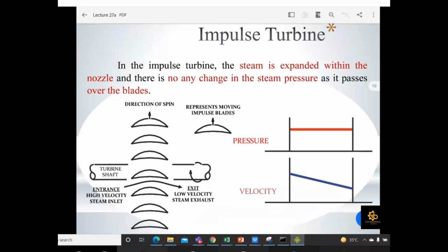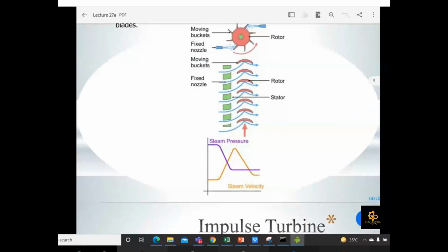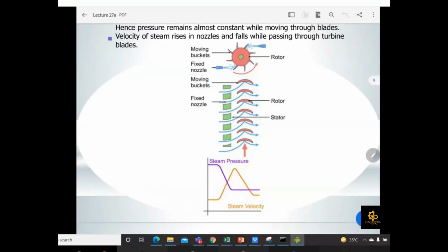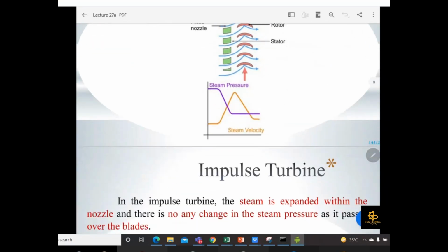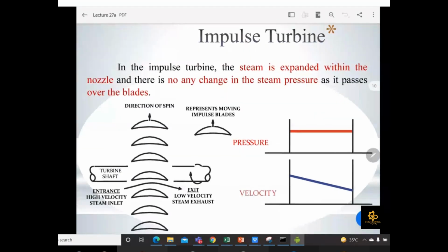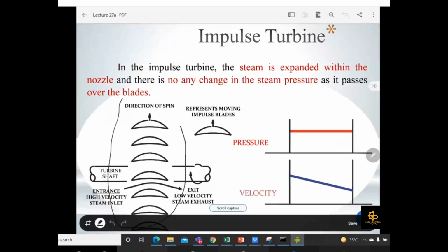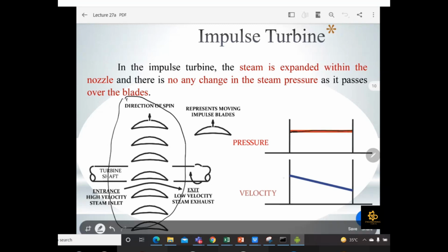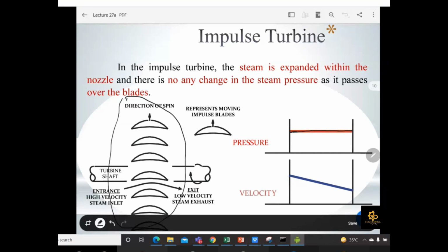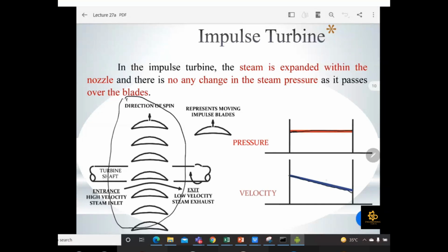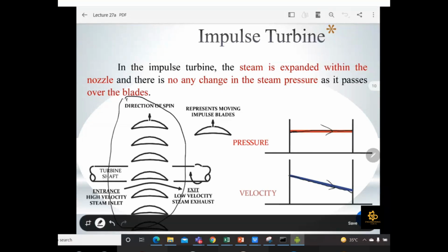Okay, so this is just a simple graph. In the previous section I took the fixed nozzle and the moving blade graph. Now if we look at the moving blade section graph only, this is your moving blades. When the steam passes through the moving blade, your pressure remains constant, and your velocity gradually decreases. So this is just a basic graph for the moving section of your impulse turbine.